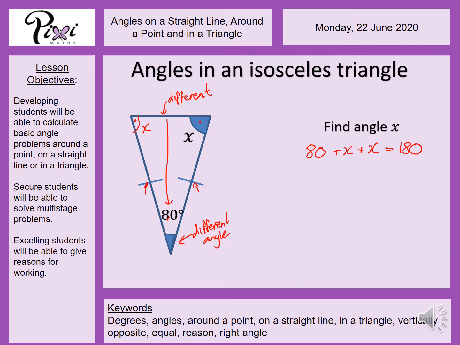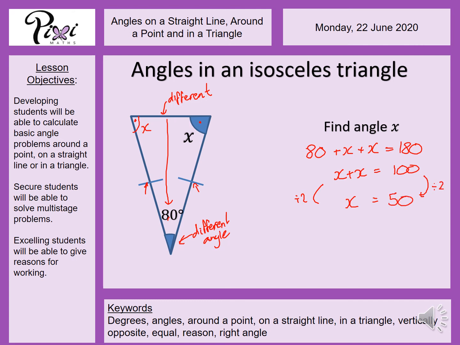Now I can take away 80 from both sides. So I've got x plus x equals, then 180 minus 80 is just 100. So then I've got my 2 x's added together equals 100. To work out what just one x is, I need to halve it. So I'm going to divide by 2. So I just end up with x equals, and then 100 divided by 2 equals 50.